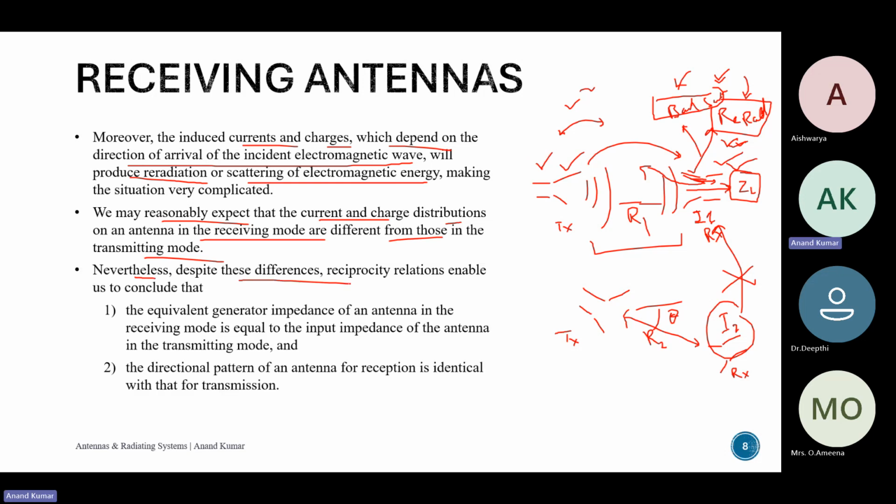Nevertheless, despite these differences, reciprocity relations will enable us. We have been using these reciprocity relations. It follows when the media is reciprocal in the environment where we're considering all the measurements or experiments. We have reciprocal media around it, since we are doing it in air, which means that the channel is reciprocal. The way the waves travel in this direction is the same as for the other direction as well.